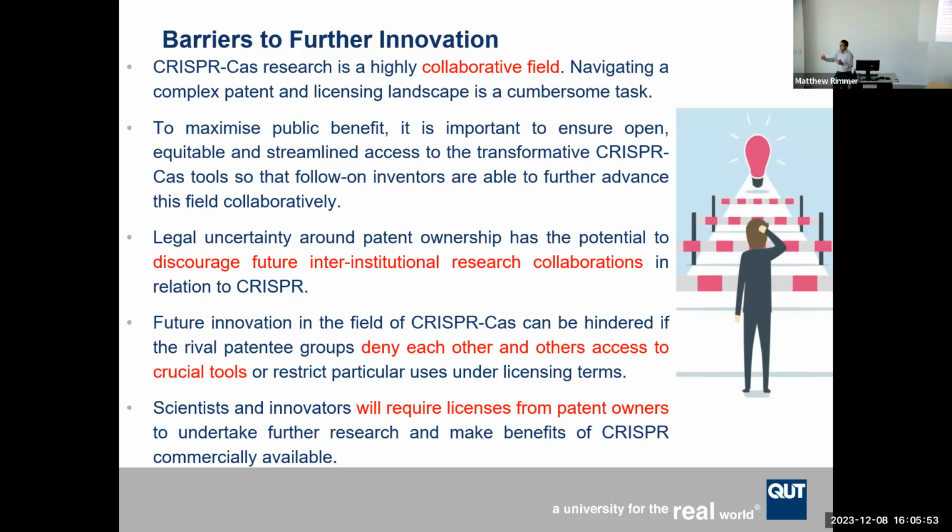a battle between two groups, if they are not willing to collaborate and they are denying licenses to each other, or they are putting restrictive conditions in those licenses, then there will be barriers to future innovation, because the follow-on innovators who want to use the CRISPR tools will not be able to use them and there will be delays. And the transaction costs of going into future innovation will be higher if there is complexity and it is hard to navigate the patent and licensing landscape.